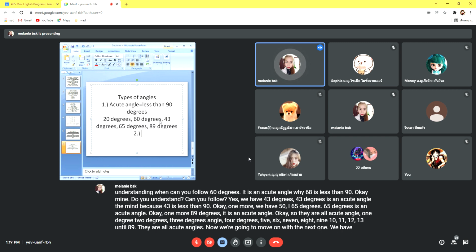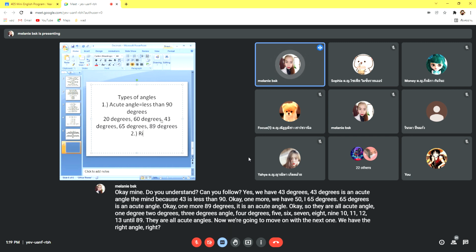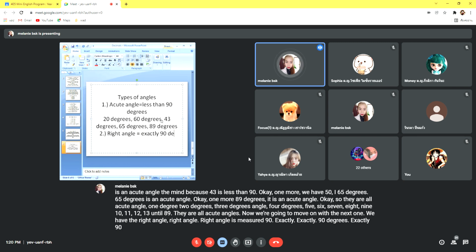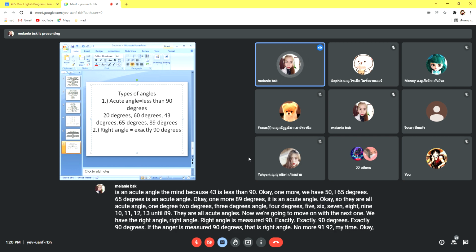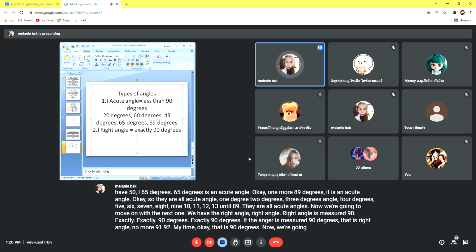We have the right angle. A right angle is measured exactly 90 degrees. If the angle is measured 90 degrees, that is a right angle. No more 91, 92, my child. Okay? That is 90 degrees. Now we're going to move on with number 3.